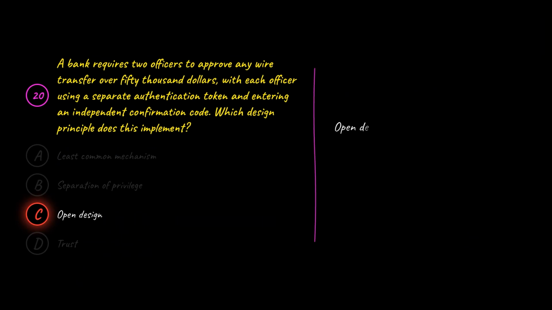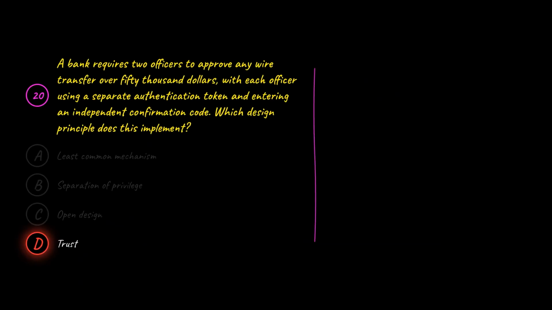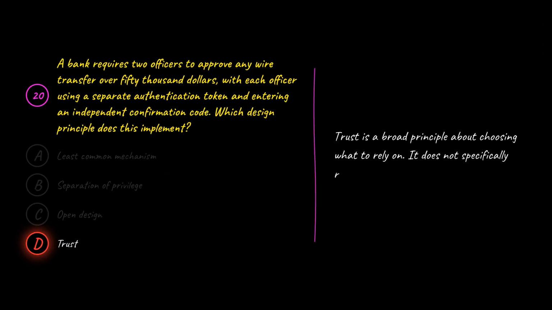C is wrong because open design refers to publishing the design openly rather than relying on secrecy. It does not specify how many parties must approve an action. D is wrong because trust is a broad principle about choosing what to rely on. It does not specifically require multiple authorizers.